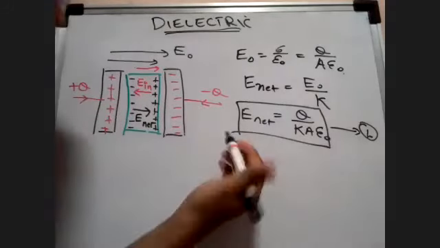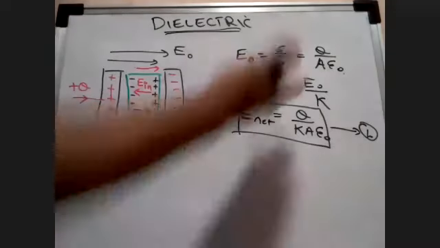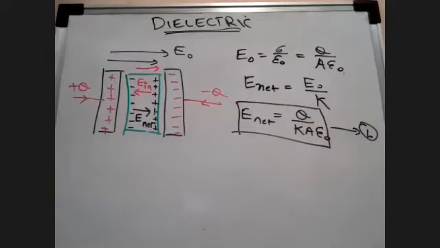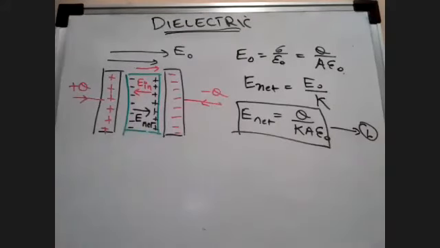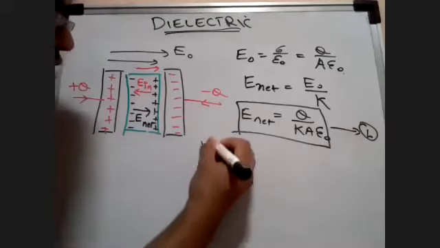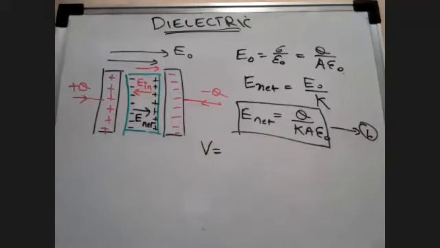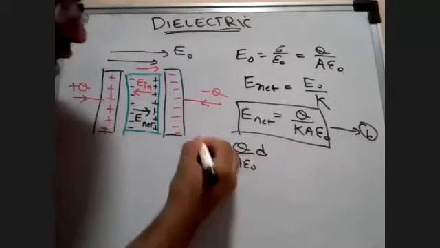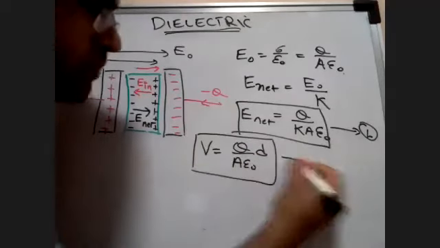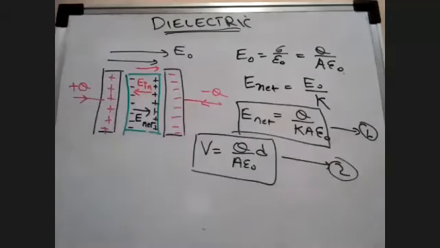After finding the net electric field, which is the difference of the external field and the induced electric field, if I have to find the potential difference between 2 points, we previously derived that V was equal to what? You all should remember this. These values should be remembered: Q upon A epsilon naught into d. This is my second expression. Please remember these, they are important. Q upon A epsilon naught d.